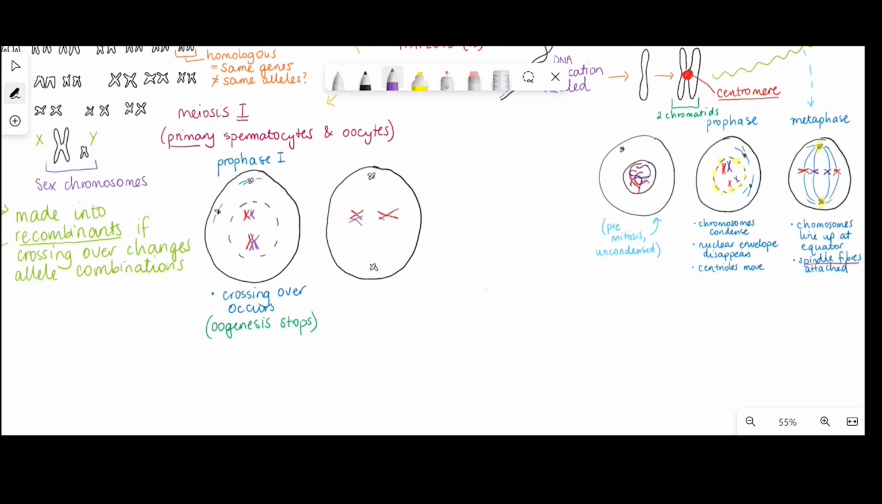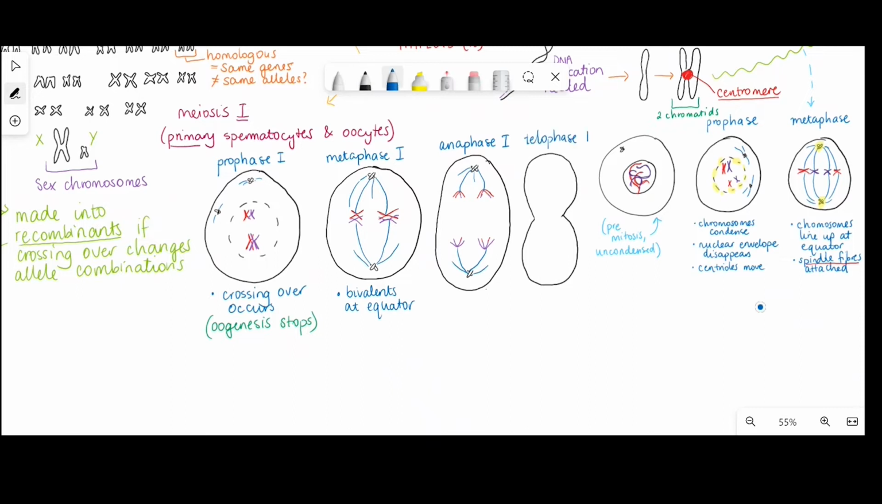Once puberty begins, the primary spermatocytes continue through this process. So after prophase 1, they go straight to metaphase 1. So they're meeting in the middle, and this time they're meeting in pairs. So our bivalents are actually lining up along the equator. And then one chromosome from each homologous pair is pulled to a pole in anaphase 1. And after grouping at the poles in telophase and the physical division of cytokinesis, so that's the same as before with mitosis, what we've ended up with is 2 cells, and each one of those cells after telophase 1 actually has half the number of chromosomes compared to the parent.